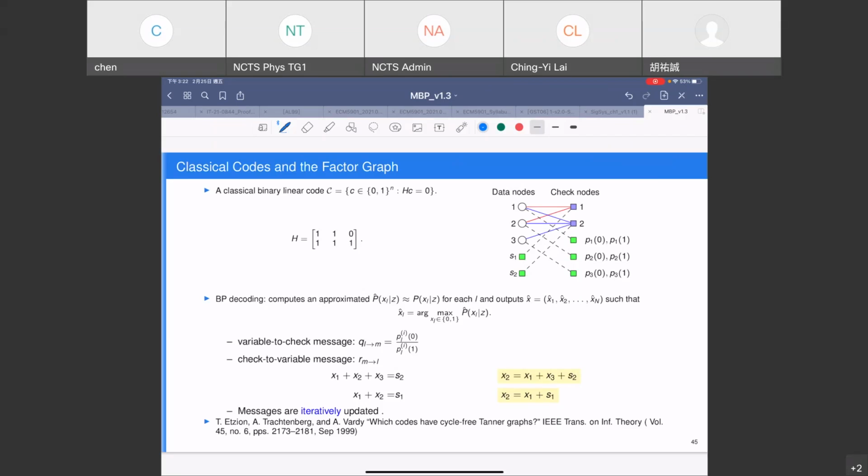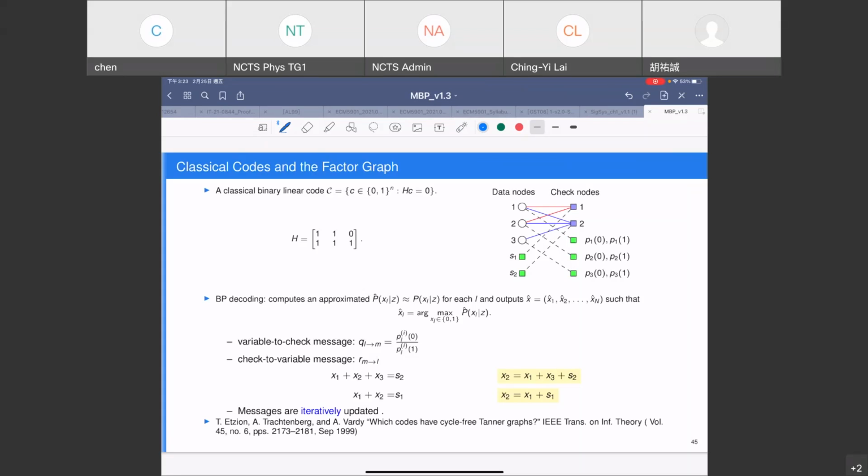We will send the message from check node to variable node, and also from variable node to check node. And if this graph is a tree, you will get the optimal solution at the end. Okay, if the graph is a tree, this message will converge to an optimal solution. However, if there are some cycles in the graph, the message will be passed through these cycles, right?